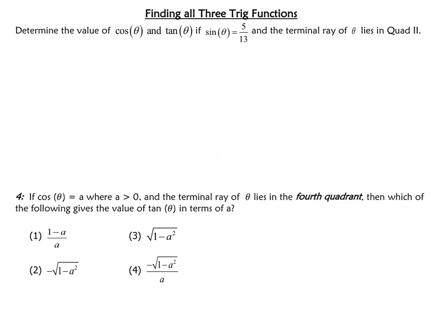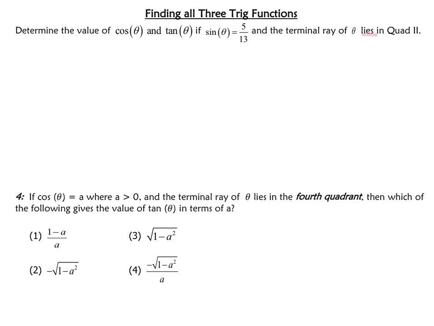Next page, they want us to find all 3 trig functions. This is a very common question. Eventually, you're going to be finding 6 trig functions, but for now, it's 3. Actually 2 because they're giving you 1, but it says determine the value of the cosine of theta and the tangent of theta if the sine of theta equals 5/13 and the terminal ray of theta lies in quadrant 2. We've done these before. We just are now finding the tangent as well as the sine or the cosine.